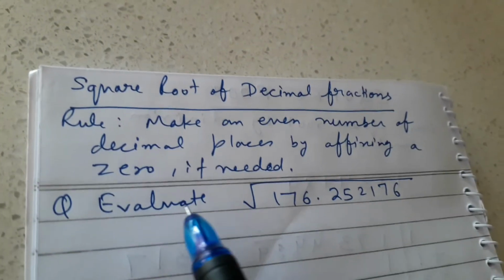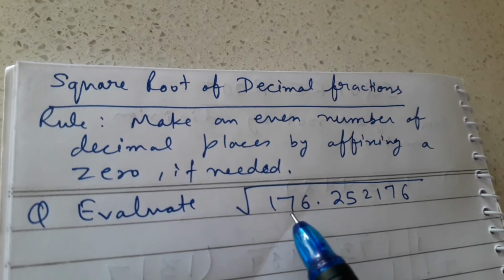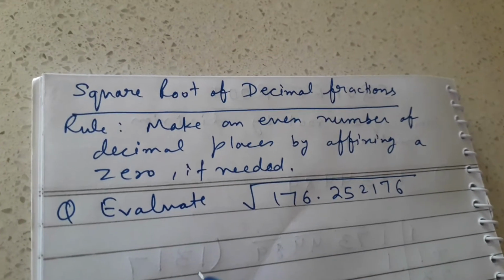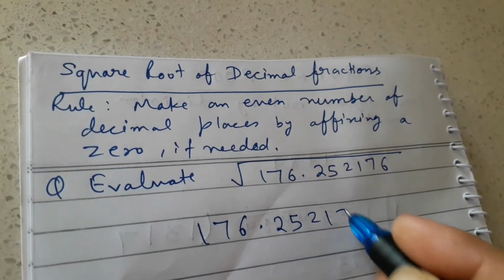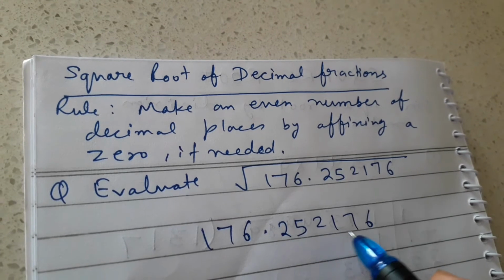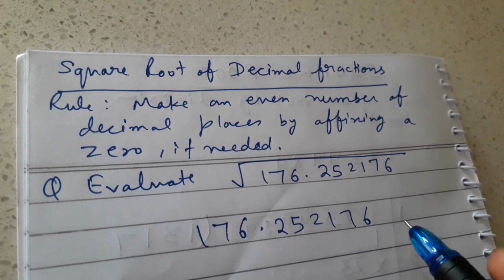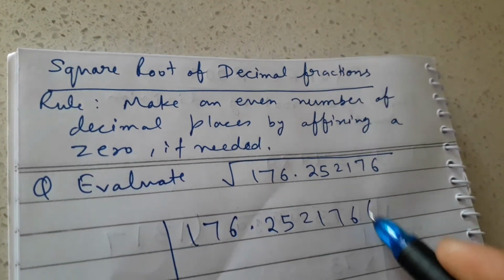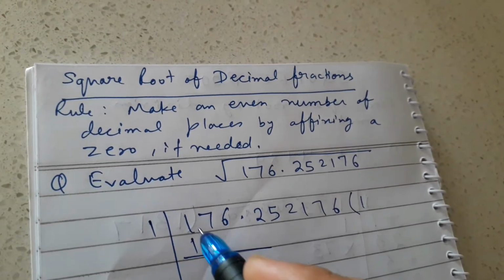Let's check the question. Evaluate: we have to find the square root of 176.252176. Write the number first. After the decimal, how many digits are there? 6. It's already an even number, so we don't need to add any 0 for this. We will find the square root.